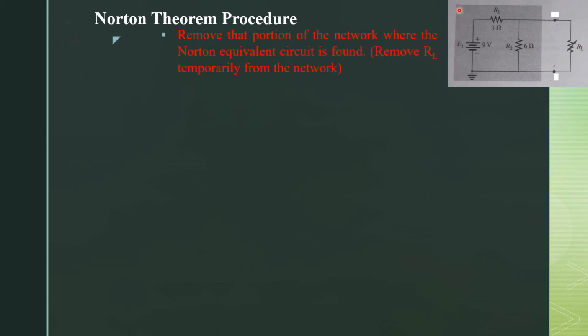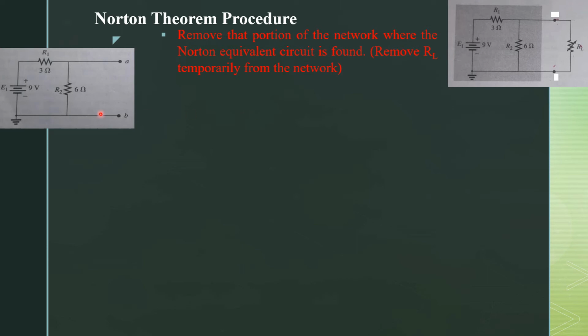In the first step, remove the portion of the network where the Norton equivalent circuit is found. Remove RL temporarily from the network. You can see in the figure we have removed RL from the network, and now we have to find the Norton equivalent for that particular circuit.